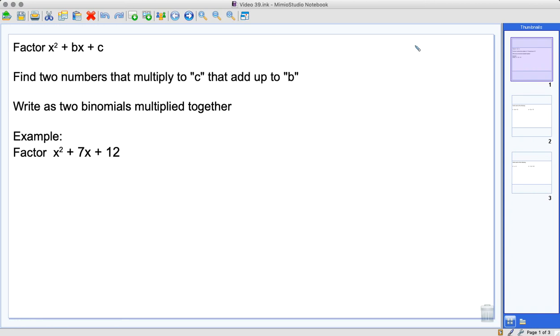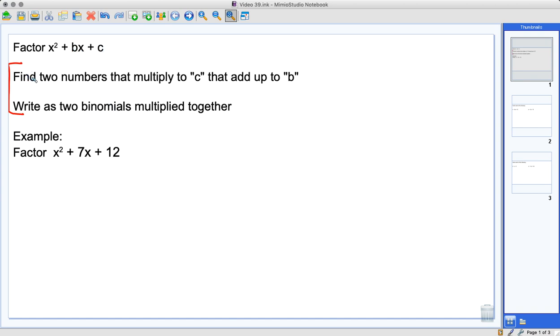All right, so in this lesson, we're going to learn how to factor. We're going to learn how to factor an equation or an expression that's in the form x squared plus bx plus c. Here are the steps you'll want to make sure you have written down for x squared plus bx plus c. Now b and c are numbers.